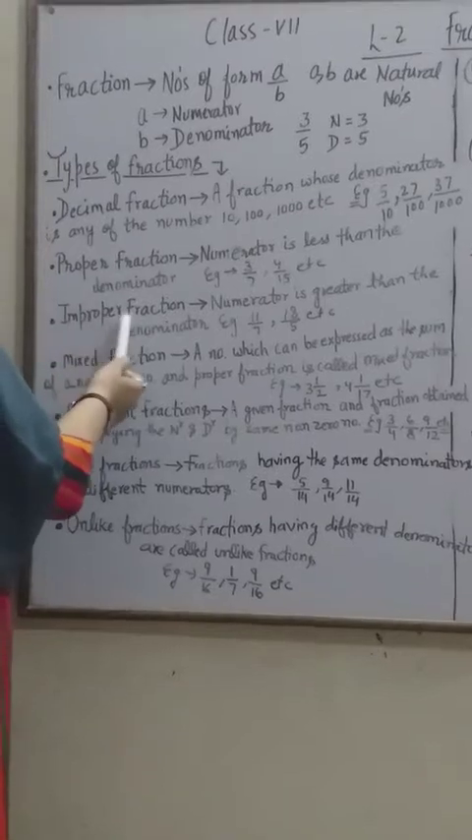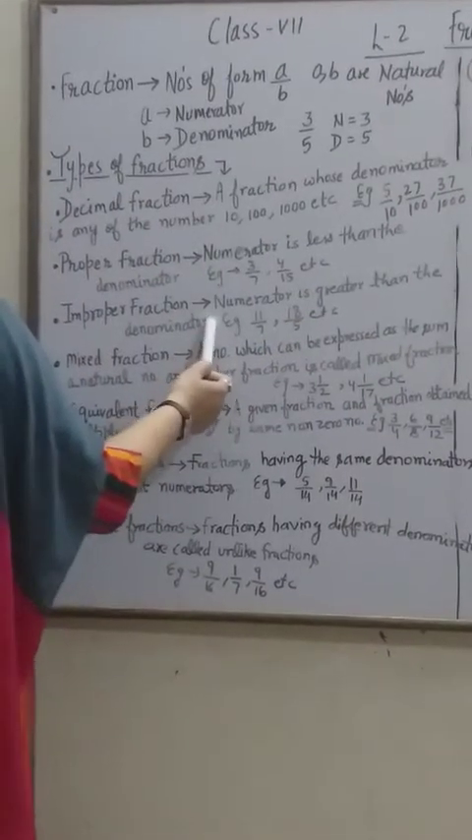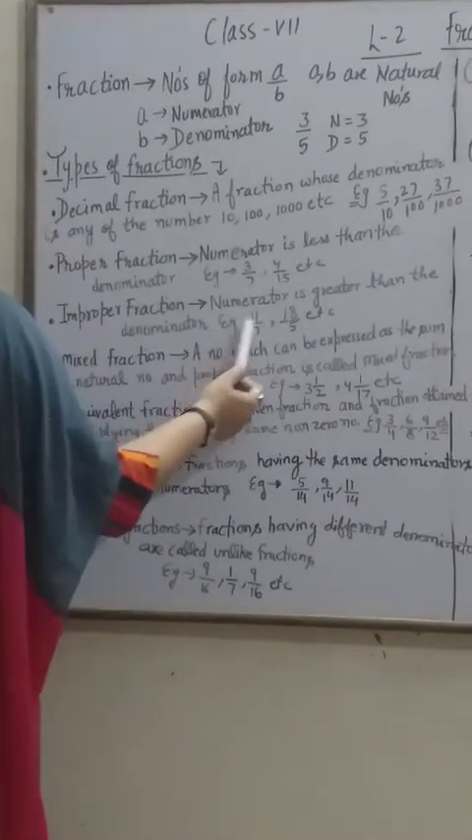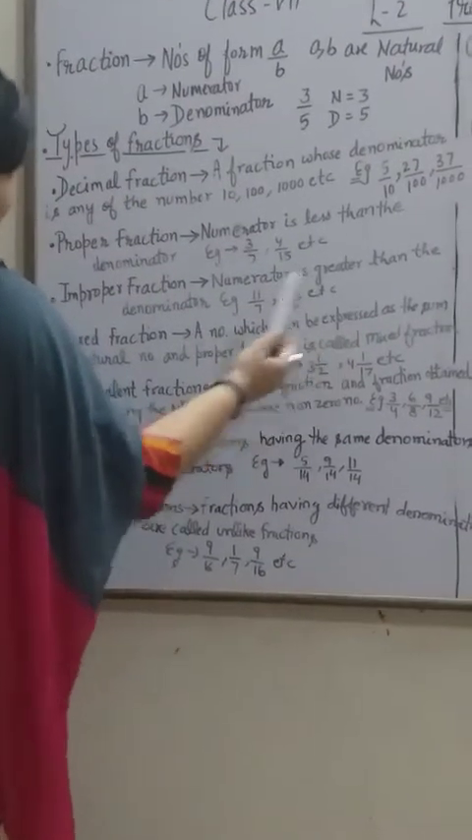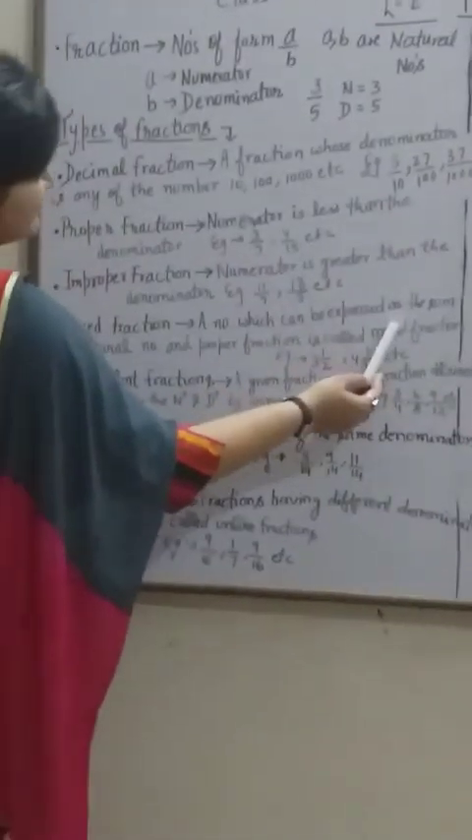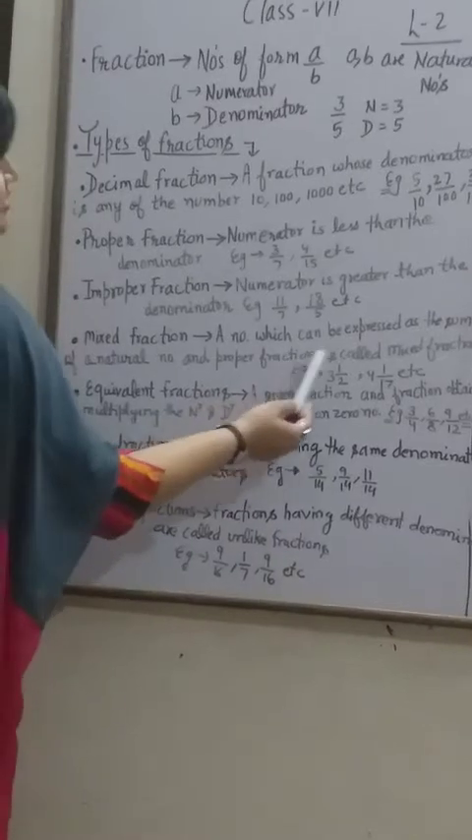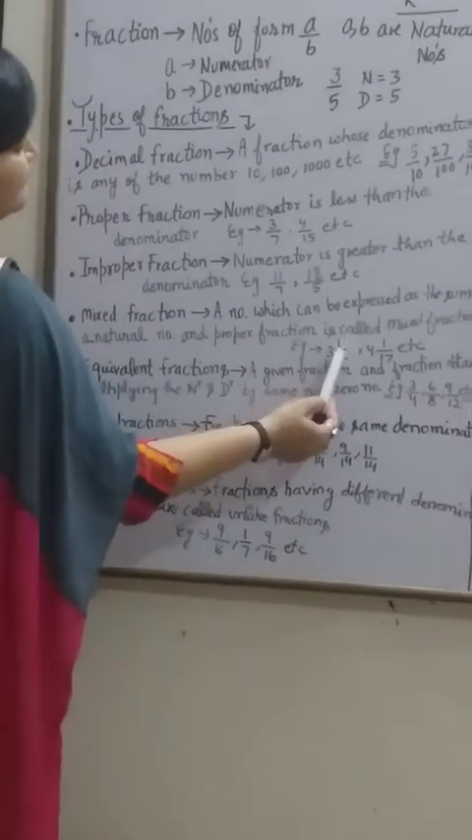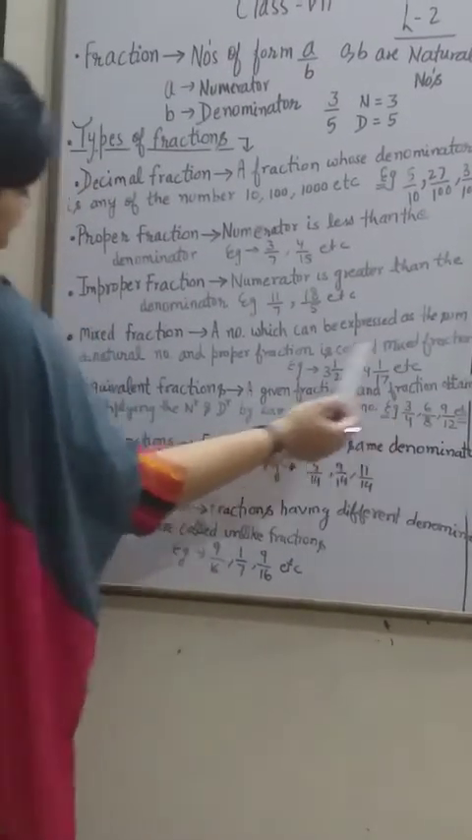Next type, improper fraction. A fraction whose numerator is greater than the denominator. For example, 11 upon 7, 18 upon 5, etc. Mixed fraction: a number which can be expressed as the sum of a natural number and a proper fraction is called a mixed fraction. Example, 3 1 upon 2, 4 1 upon 17, etc.